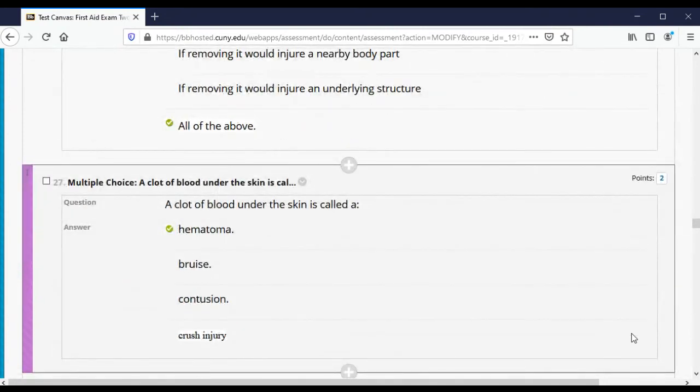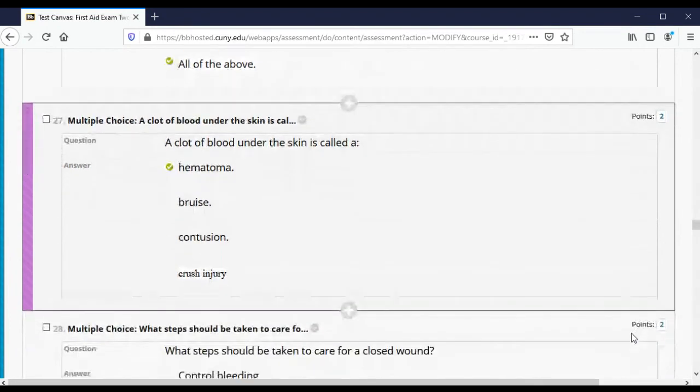A blood clot under the skin is called a hematoma. It affects heme, referring to blood. Homa refers to a growth.